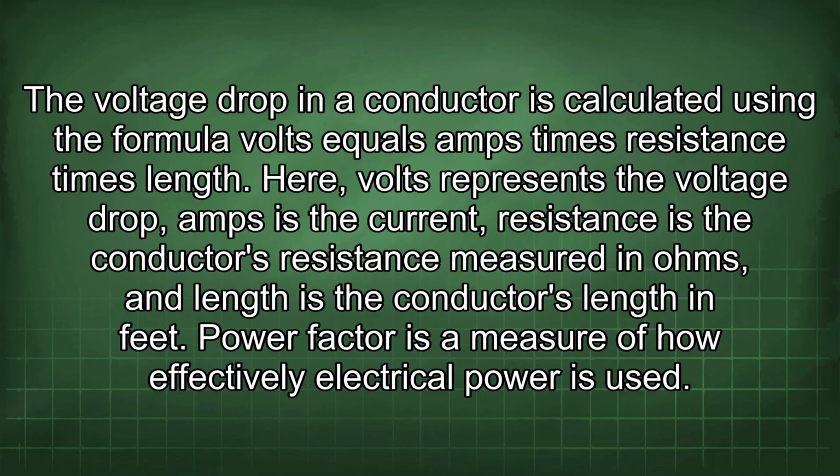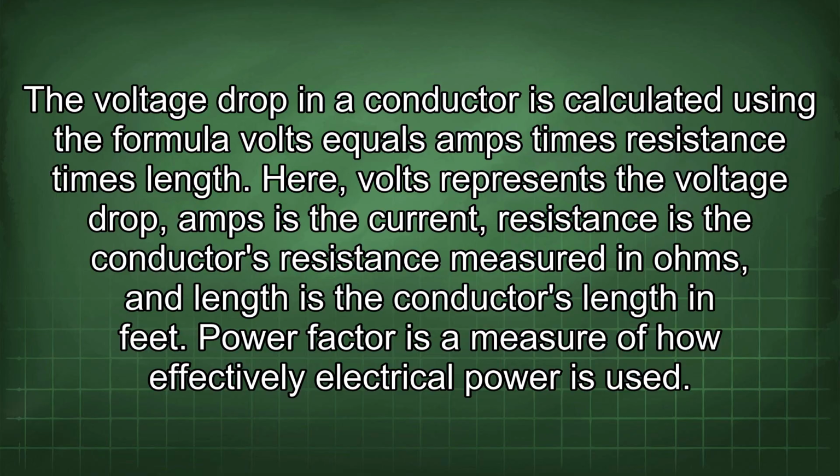Voltage drop in a conductor is calculated using the formula volts equals amps times resistance times length. Here, volts represents the voltage drop, amps is the current, resistance is the conductor's resistance measured in ohms, and length is the conductor's length in feet.